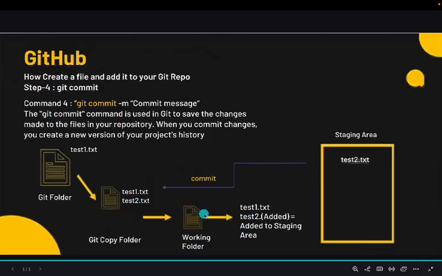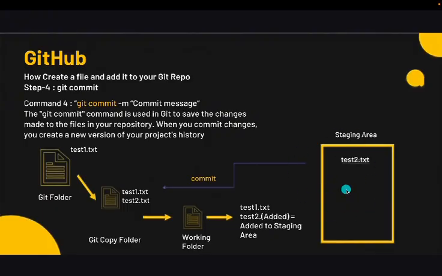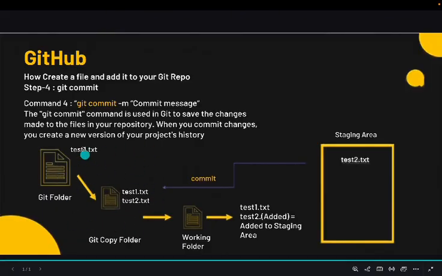A working folder, so this is nothing but our local system folder, and when we give git add, it adds it to a staging area, and when we give commit command, we should give it with the commit message, and when we enter the commit command, the file in the staging area goes to the git copy folder, and when you give git push, these files from the copy folder go to the git folder.